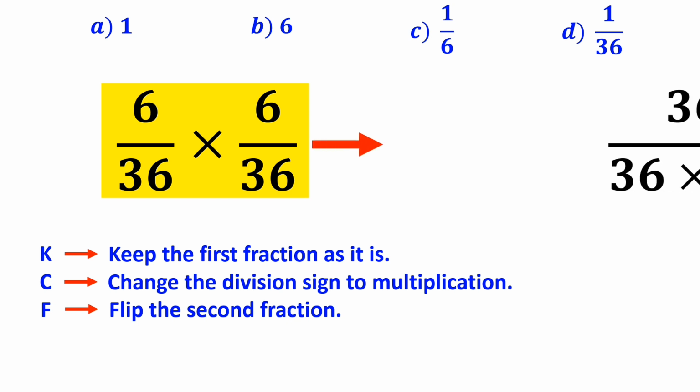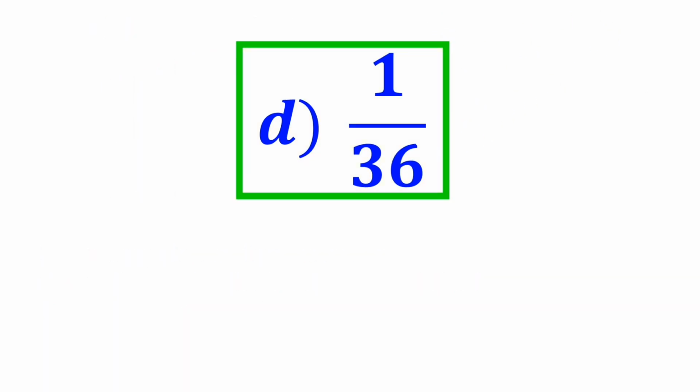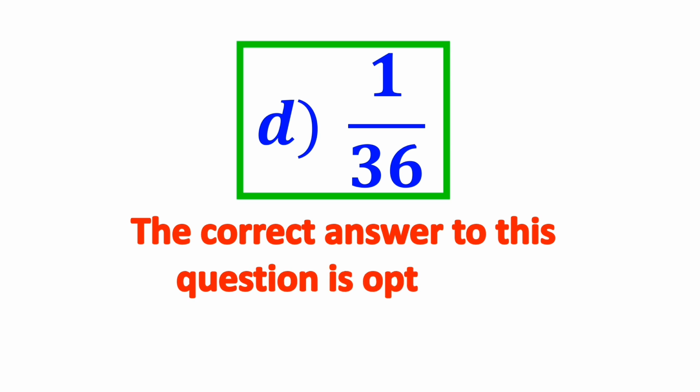Alright, now let's simplify this fraction. The numerator, 36, cancels out with one of the 36's in the denominator. And in the end, the full expression becomes 1 over 36. So, the correct answer to this question is option D.